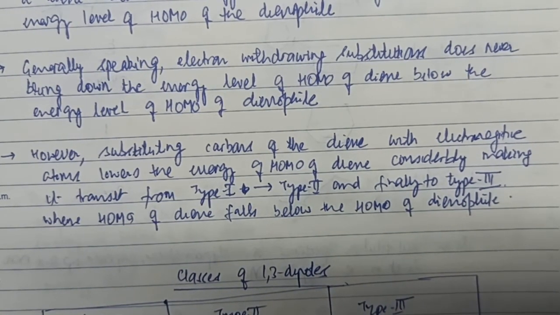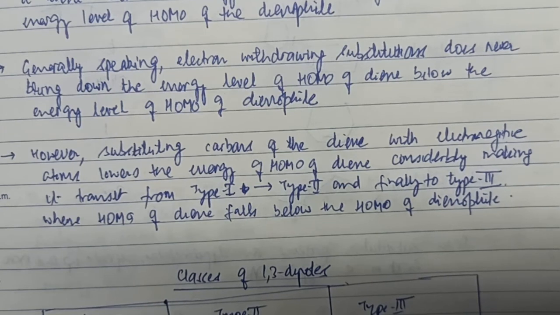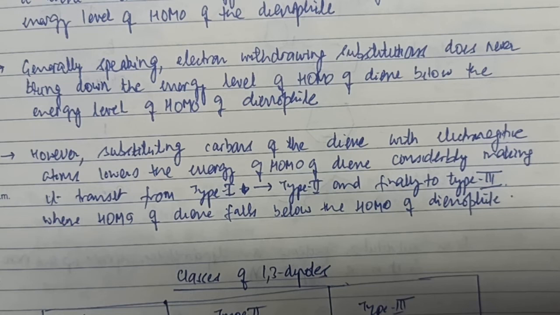Now, if the transition has to occur from type 1 to type 2 and then to type 3, then probably it is the atomic substitutions of the diene and the dienophile that will really change the course of the reaction, because once you substitute the diene with any substituting group, this will not change the type of a Diels-Alder cycloaddition reaction. However, if you change the carbon atoms of the diene or a dienophile with some kind of electronegative atoms, then probably its HOMO falls down considerably, making it shift from type 1 to type 2, and if more substitution is there, it falls even below the HOMO of the dienophile, shifting it to the type 3 category.